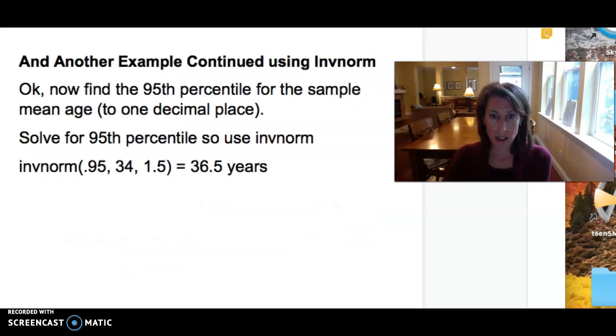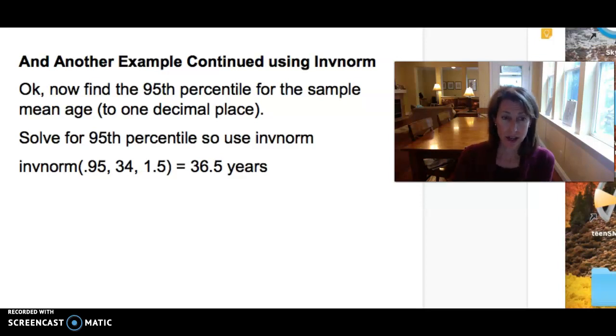We also can do inverse norm with this. Remember, if you're given an actual data point and asked for the probability or the percentage, that's calculating the area under the normal curve using Central Limit Theorem. That would be normal CDF. But if you're given a percentile or a percentage and you want to know the actual data or z-score, you use inverse norm. So what if we wanted to know the 95th percentile for the sample mean age?